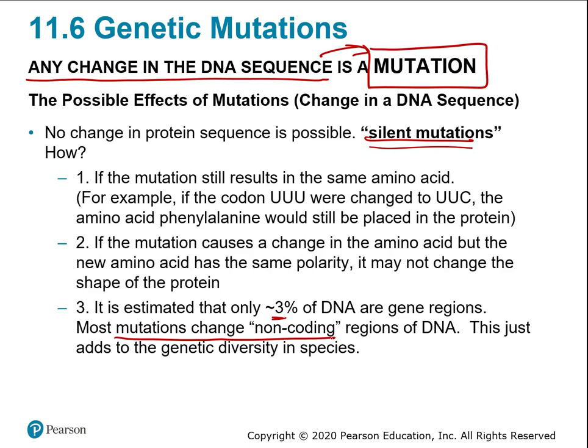So there are differences. There are some mutations that wouldn't change the amino acid, and some mutations where the new amino acid might still have the same polarity. So if you had a polar amino acid and it gets switched to another polar amino acid, that might not change the shape of your protein. But what if it did?